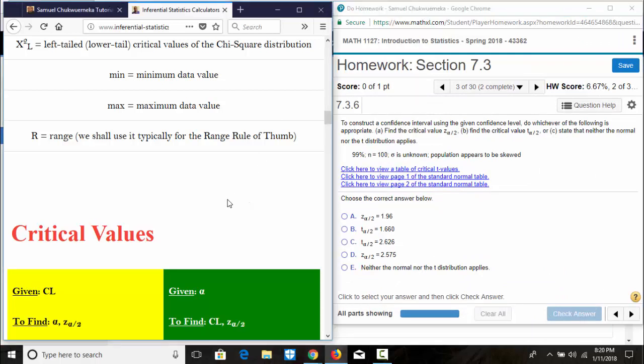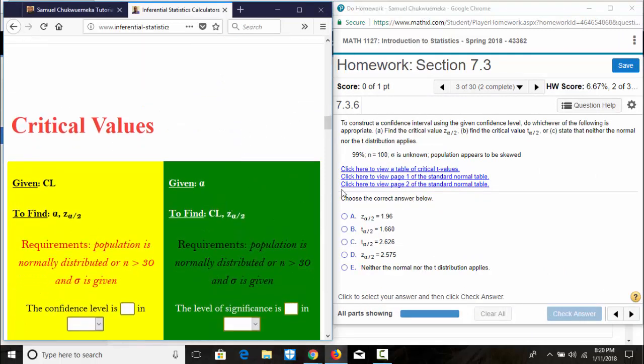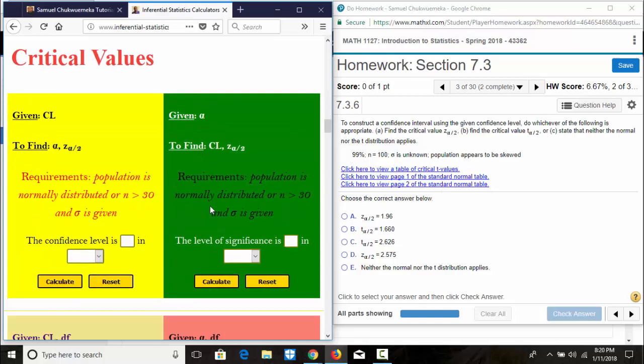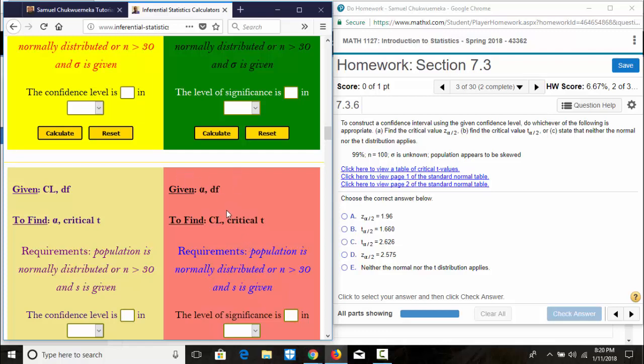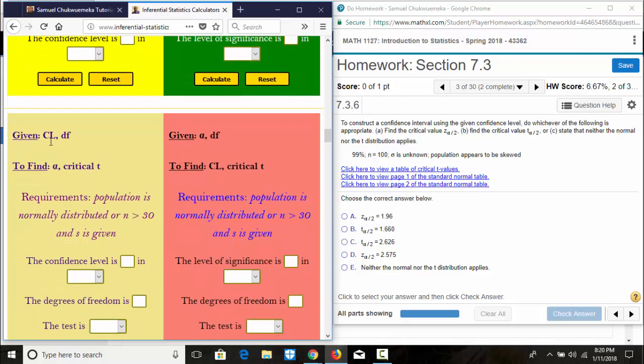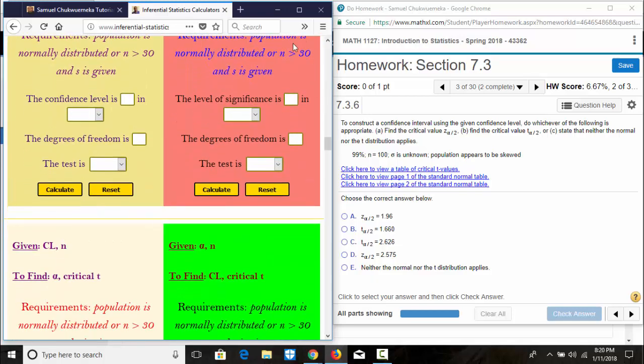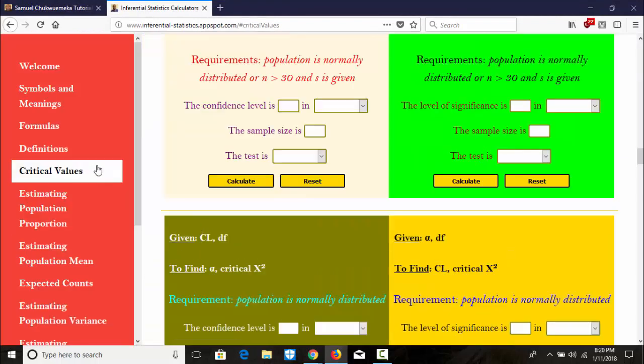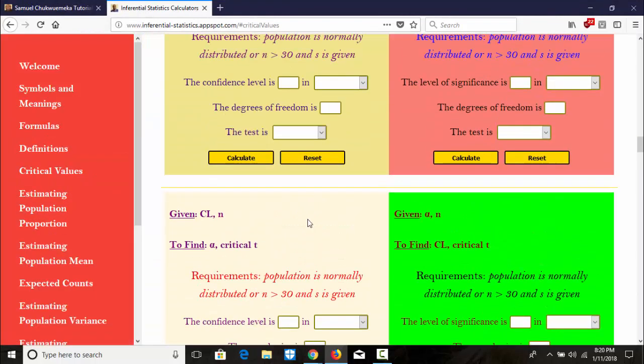Okay, I'm going to put this side by side. So we're going to use critical T here because the population standard deviation is unknown. Sigma is unknown. They gave us the confidence level, so when we are given the confidence level and not the degrees of freedom, you scroll down till you find this. Let me maximize this for a moment. This is what I'm saying here. This is the critical value.